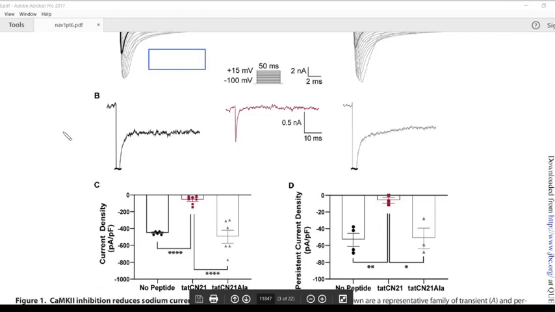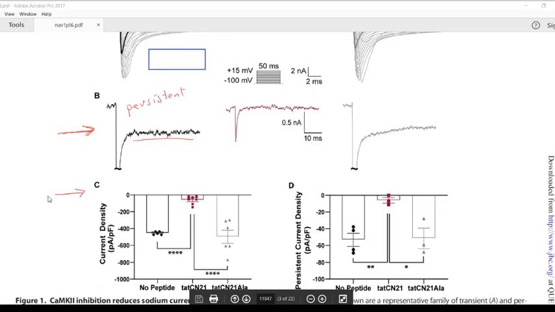So what they're showing here in B is simply one example of those traces. And then in C, what they've done is they've measured the current that you get. And so one point I should point out here is what they're also showing in B here. You'll notice that this current is not going back to baseline here. So this here is actually the persistent current.